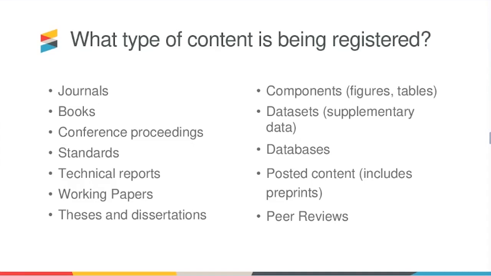People sometimes think CrossRef is just for journal articles, but it's much wider than that. Our second largest content type is books and book chapters. We see a lot of conference proceedings being registered, and we also accept DOIs for standards, peer reviews, databases. And in 2016, we started to accept the registration of DOIs for preprints under what we call posted content. So preprint servers are able to become CrossRef members to register DOIs for their preprints.